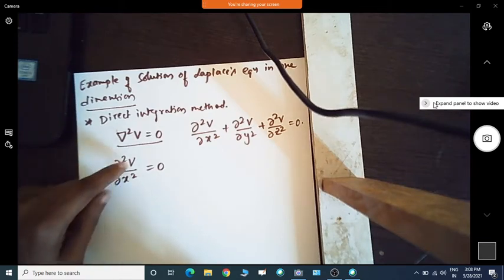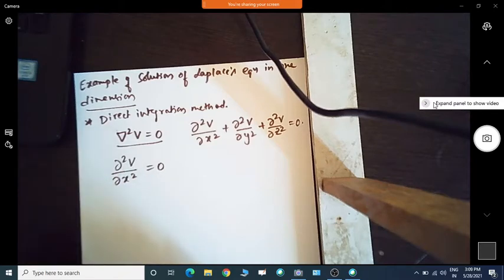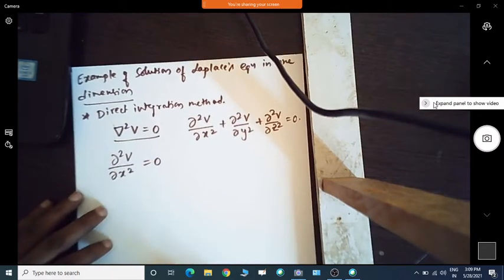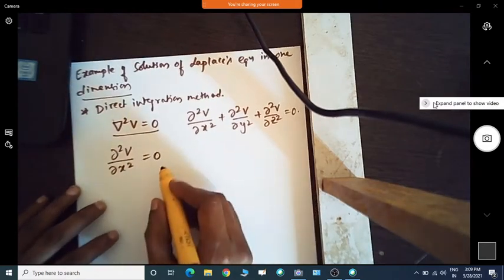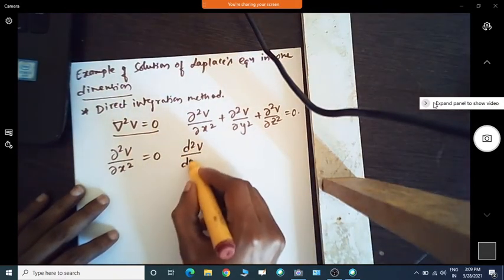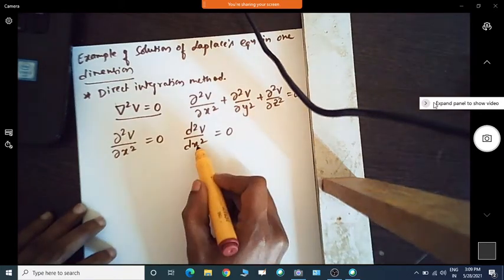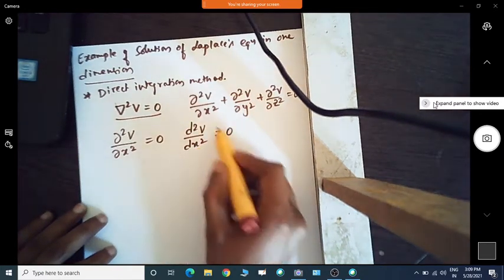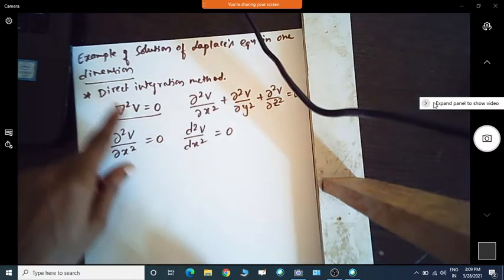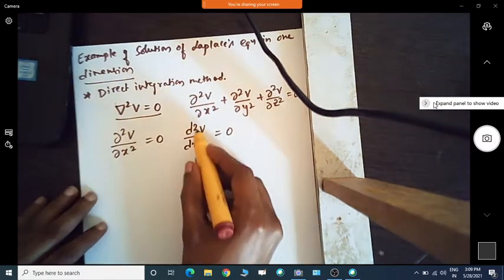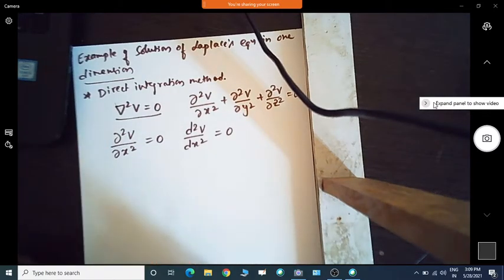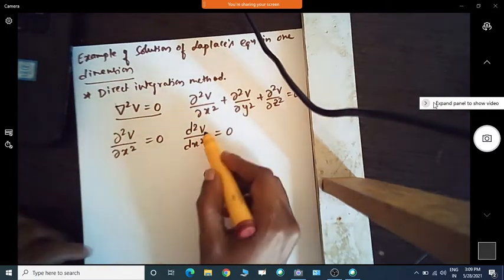Now since V is independent of y and z, it is completely not dependent on them, so we can replace these partial derivatives with an ordinary derivative, that is d square V by dx square equal to 0. We replace the partial derivative with the ordinary derivative since the dependence is only on x. Now if we solve this by the direct integration method, first you integrate one time and then integrate one more time, and you will get the solution for V.